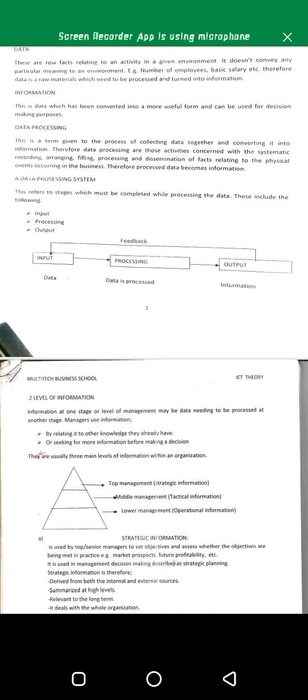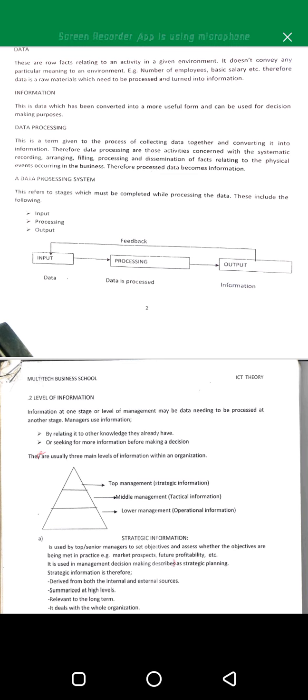A data processing system. We've talked about what data processing is. The whole process of converting data into information is what we call data processing. Then let's talk about the data processing system. This refers to the stages which must be completed while processing the data. These include the following. Number 1, input. Number 2, processing. Number 3 is output.